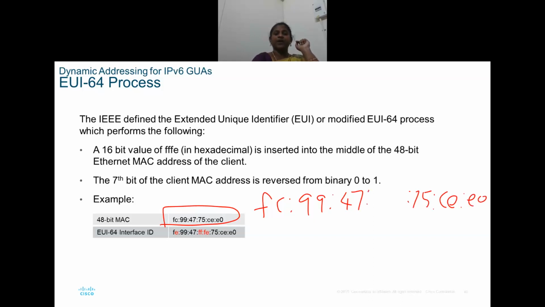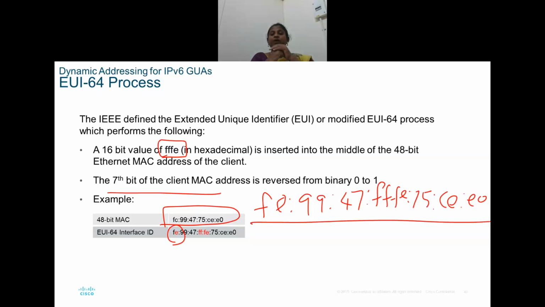In between these, it appends something called FFFE. So that is appended in between. And then the seventh bit of the client's MAC address is flipped. You see here, FC will become FE. Now, this becomes a unique IP version 6 address. So this is how they generate it.